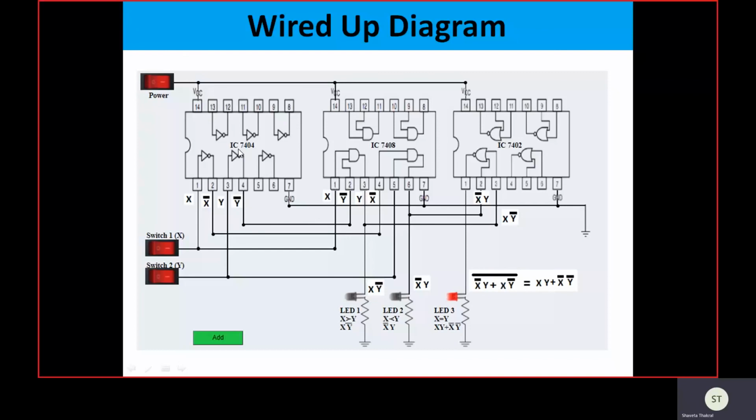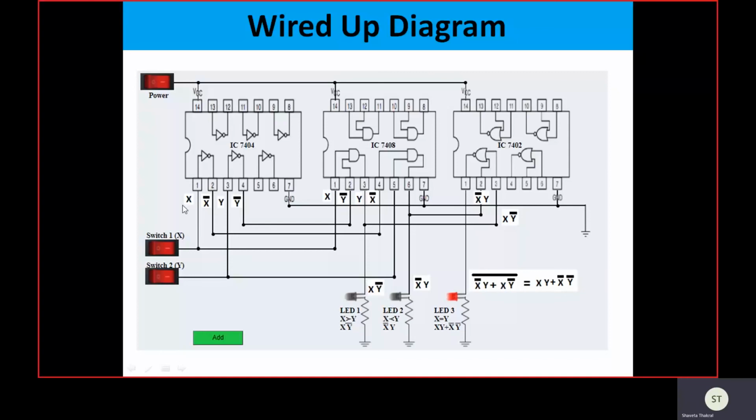This is the inverter IC. We need to generate two logic terms here, X Y complement and X complement Y. So we need the complement of X and the complement of Y. To generate these two complements, we need two inverters of this IC. So we are taking this inverter, which is between pin numbers 1 and 2, and the second inverter, which is between pin numbers 3 and 4.